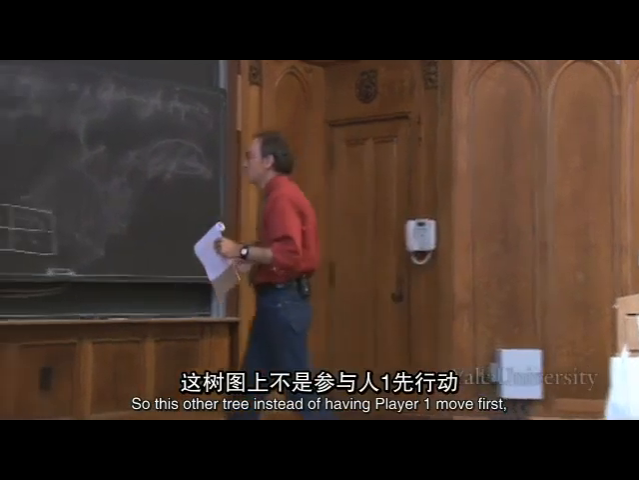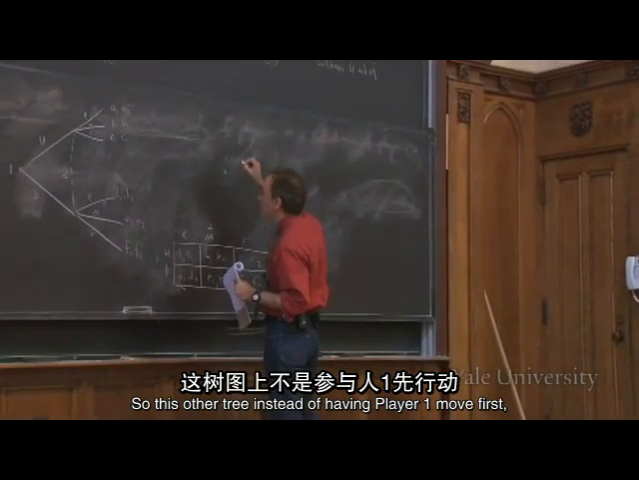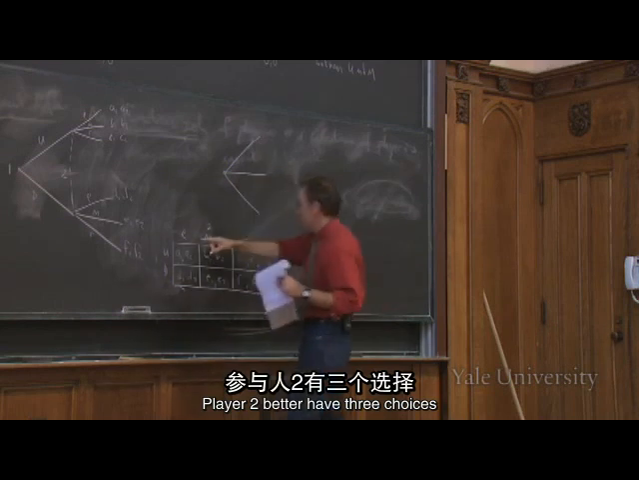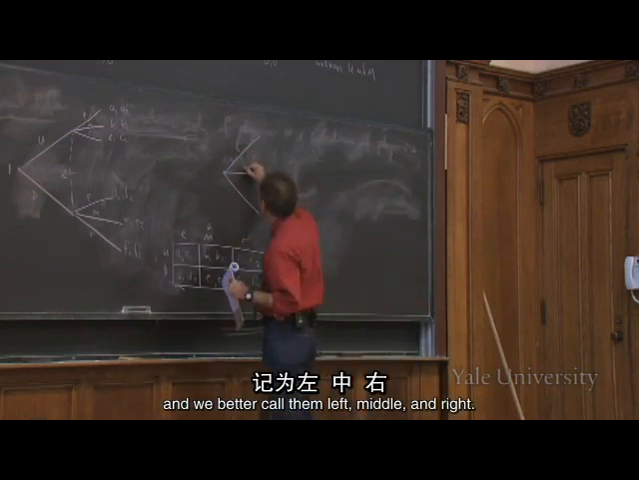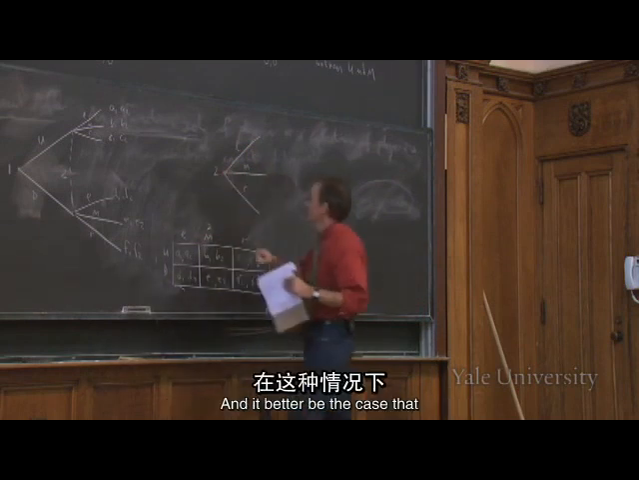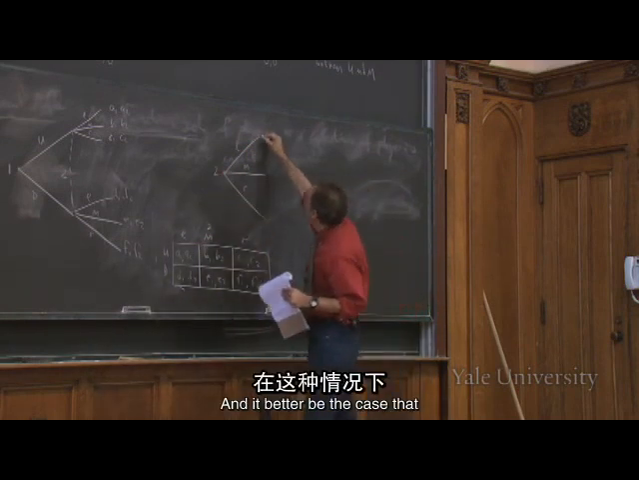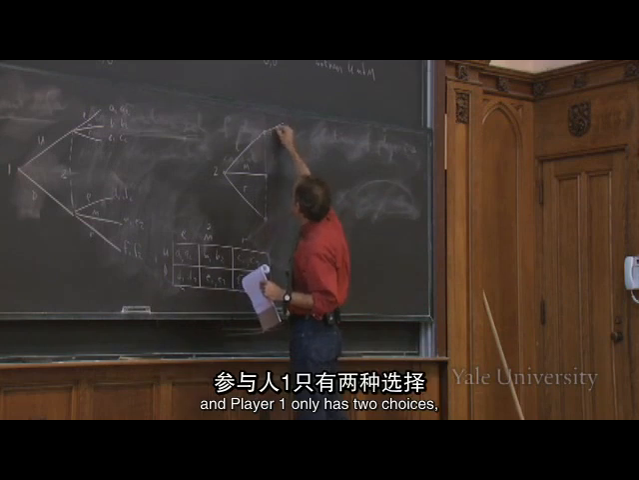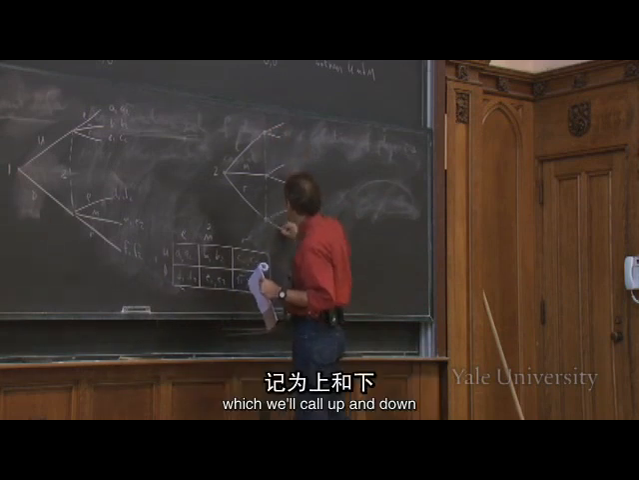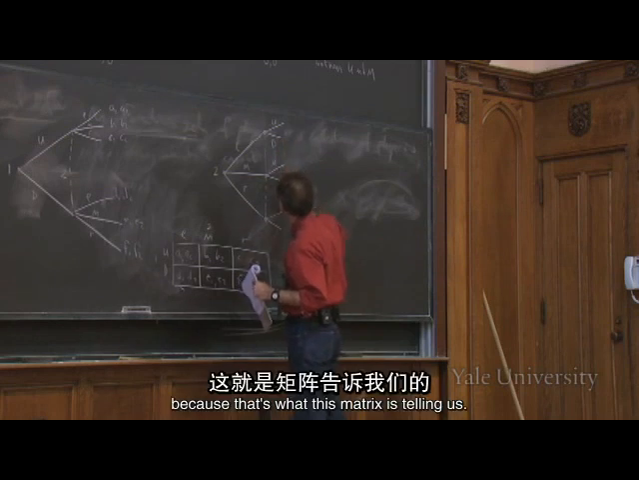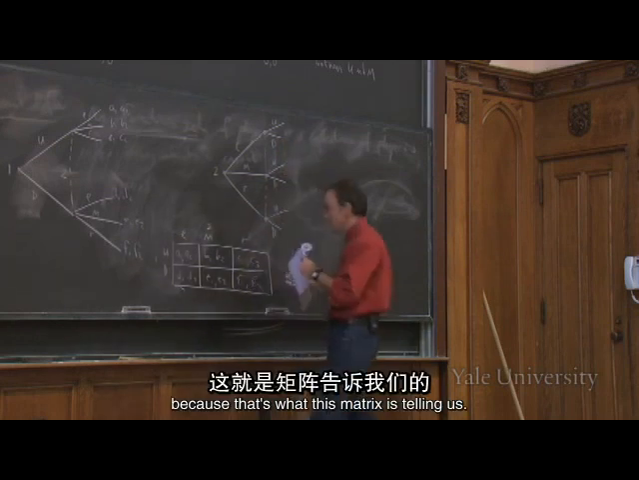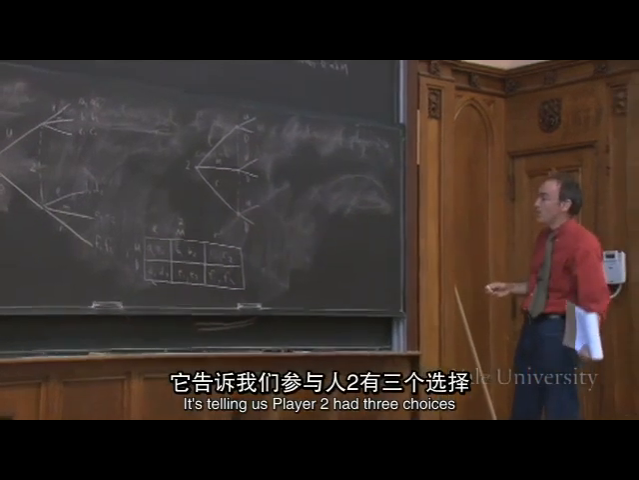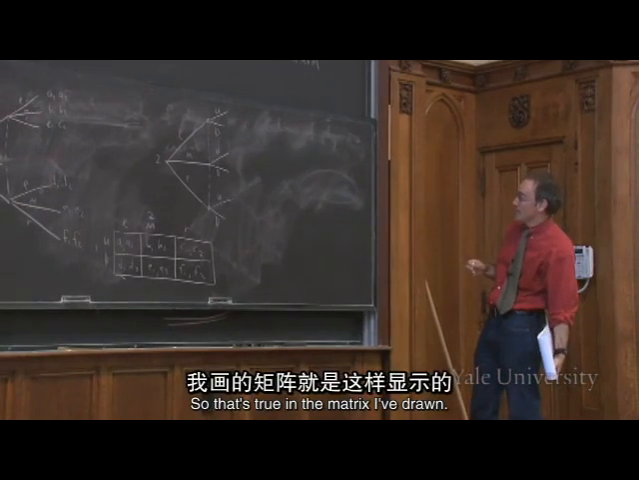Right? Here's another tree. So this other tree, instead of having player 1 move first, is going to have player 2 move first. Player 2 better have 3 choices, and we better call them left, middle, and right. And it better be the case that player 1 is in one big information set, and player 1 only has 2 choices, which we'll call up and down. All right, that's what this matrix is telling us. It's telling us player 2 had 3 choices, and player 1 had 2 choices. So that's true in the matrix I've drawn.